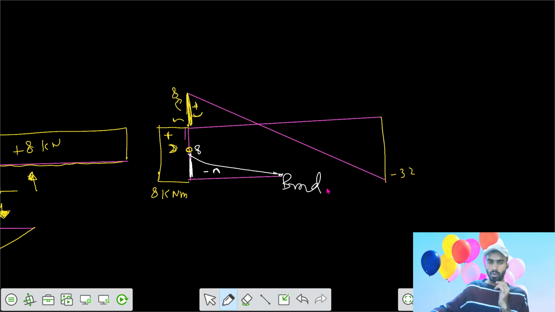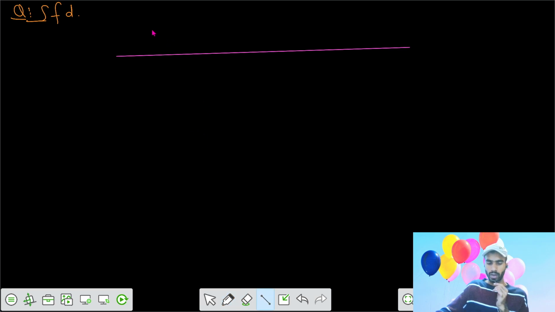So we have one more question. We have the shear force diagram given, say for a beam of 8 meter. Here the value of shear force is 195. Then it reaches 165.